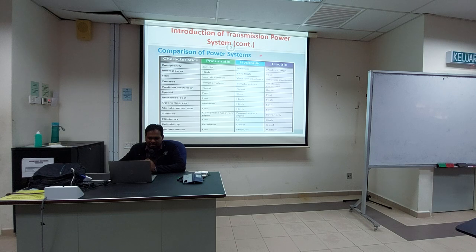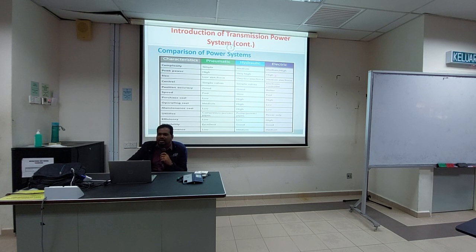Okay, look here at the comparison of power systems, between pneumatic, hydraulic and electric. In terms of complexity, pneumatic is simple. You just have a device and connect it to a compressor, and you can already use it. It's a simple setup. Hydraulic is medium, because hydraulic is usually for heavy duty, like in a car workshop where you lift a car, or the hydraulic bar in a lorry. For a sand lorry, you extend the hydraulic cylinder so it goes higher and the sand falls. So hydraulic is always of medium complexity.